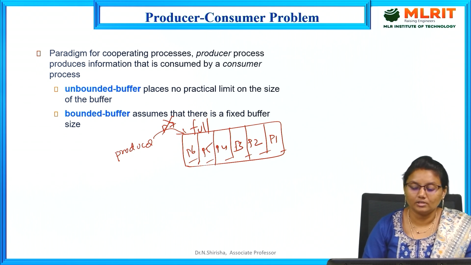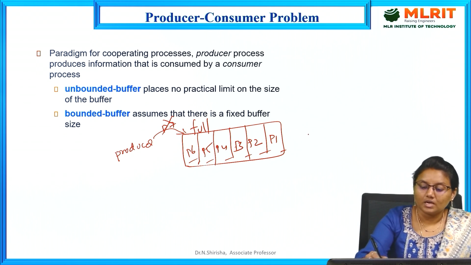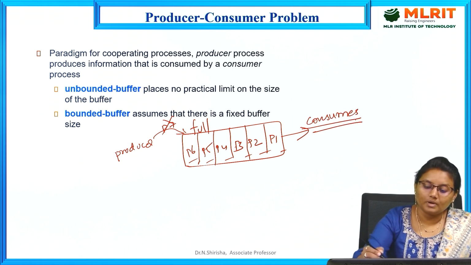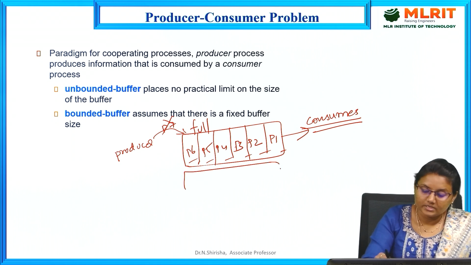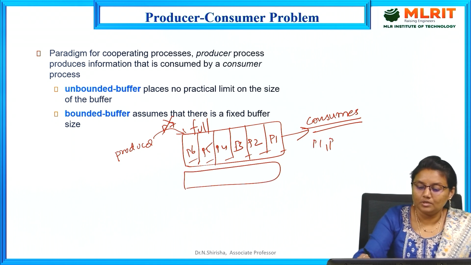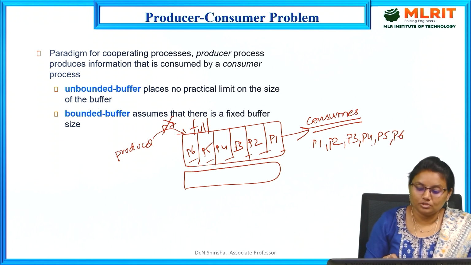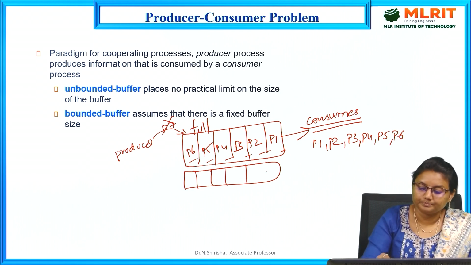Then what does it have to do? Consumer. The consumer on the other side has to consume the process. It can consume until the buffer is empty, and it will remove the process. It has consumed P1, P2, P3, P4, P5, and also P6. All of these are consumed. Now the buffer is empty.